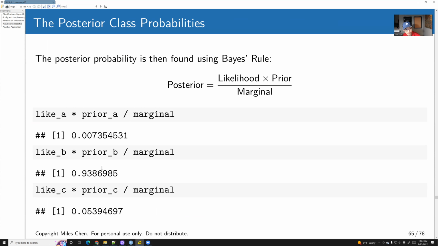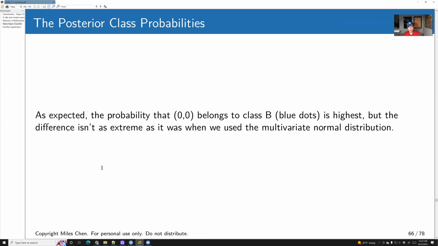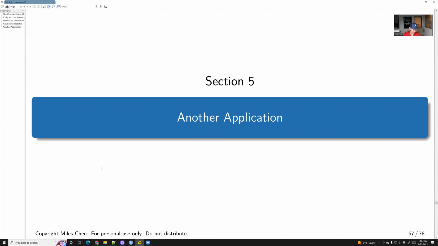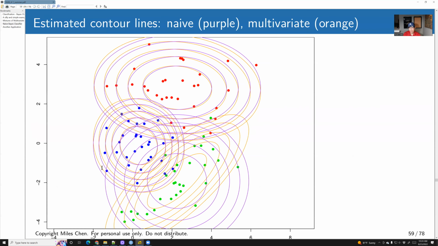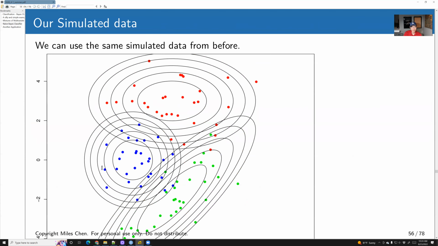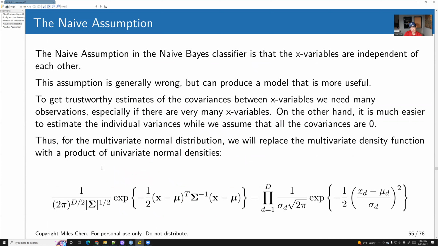All right, let me do one more application of the naive Bayes classifier, and then we'll call it a day. Students often ask, why? The naive Bayes classifier seems vastly inferior to just the regular Bayes classifier. Why would I want to assume no covariance between x1 and x2? Well, yeah, for the multivariate normal, sure.